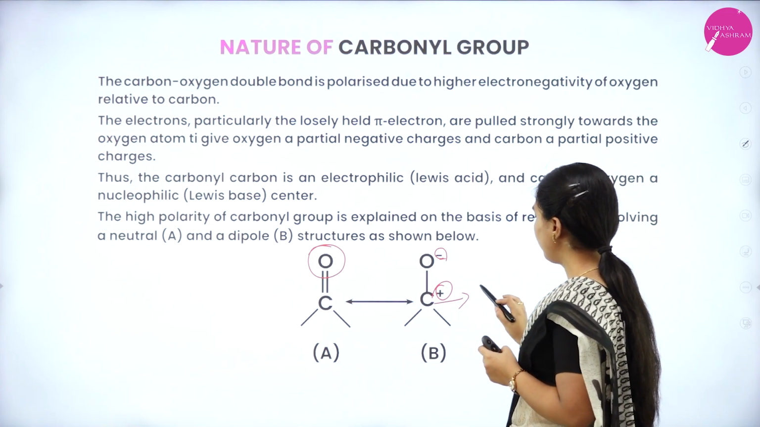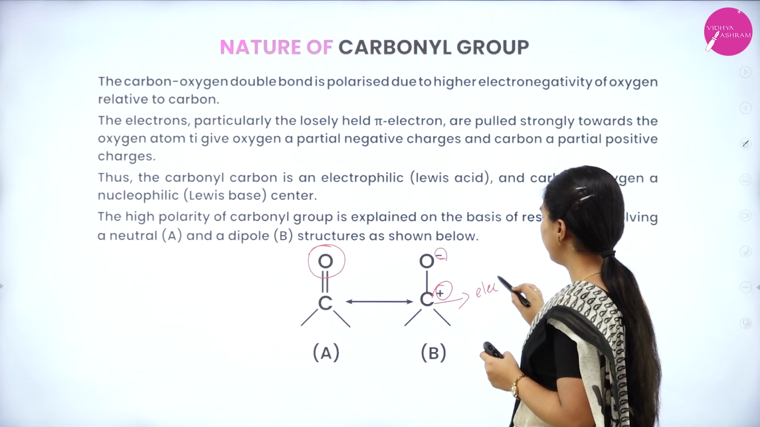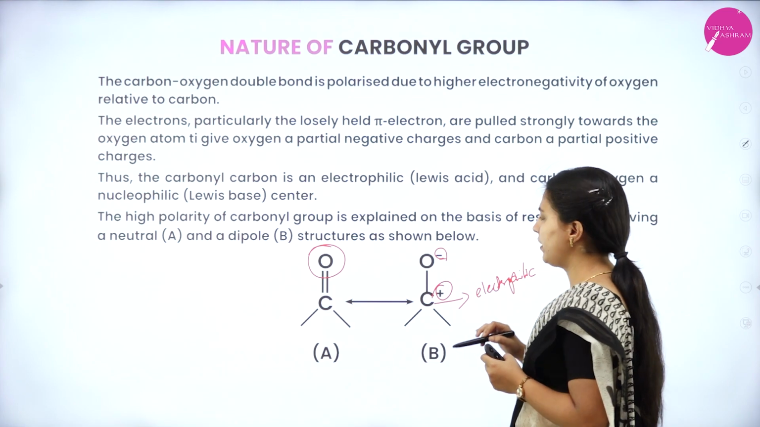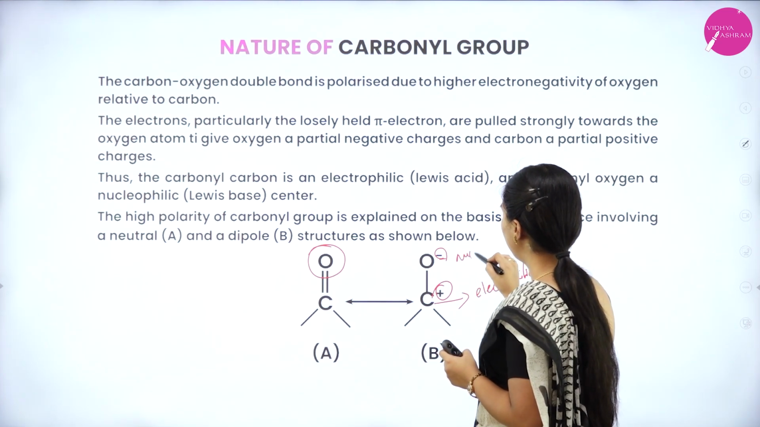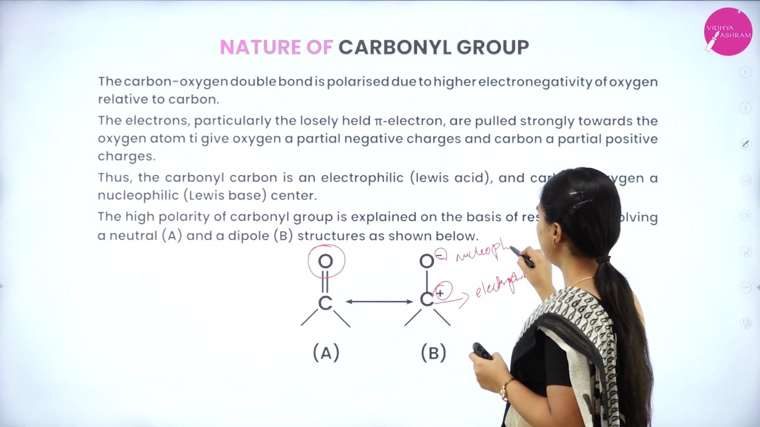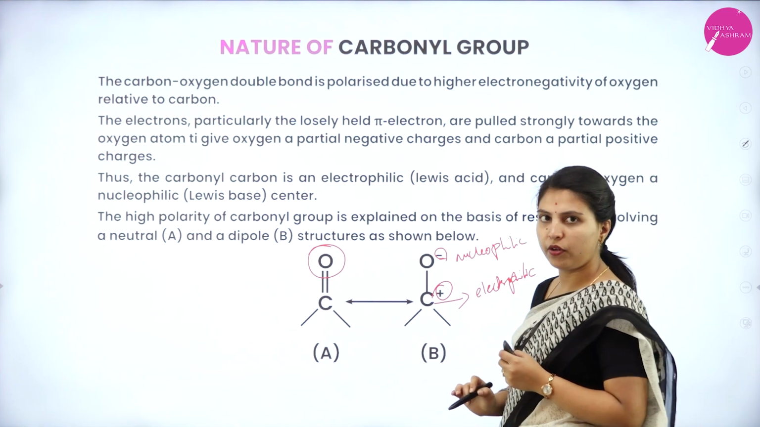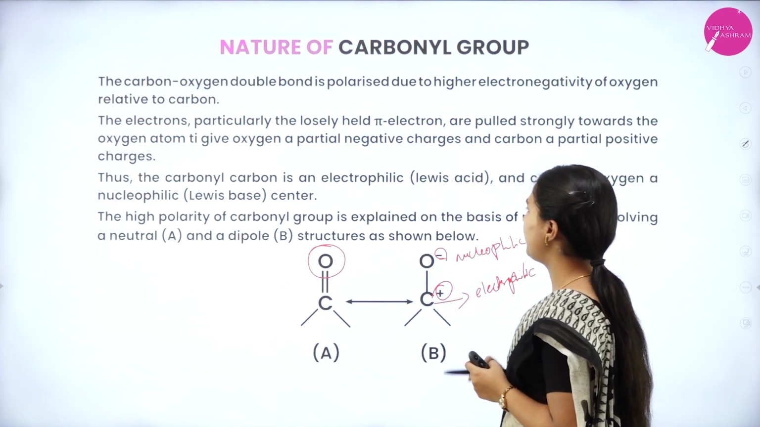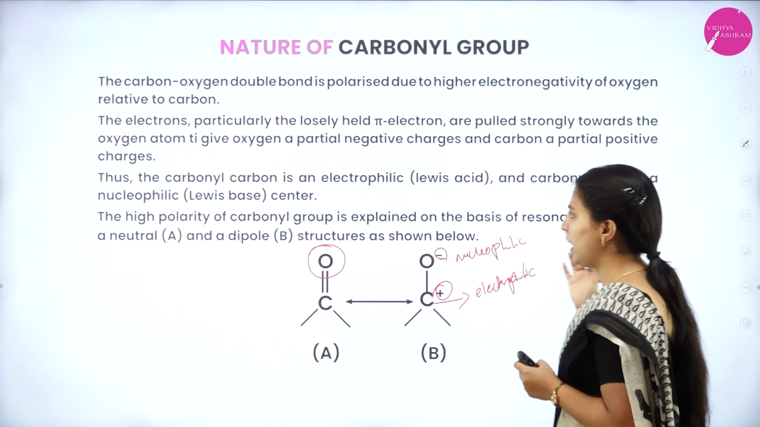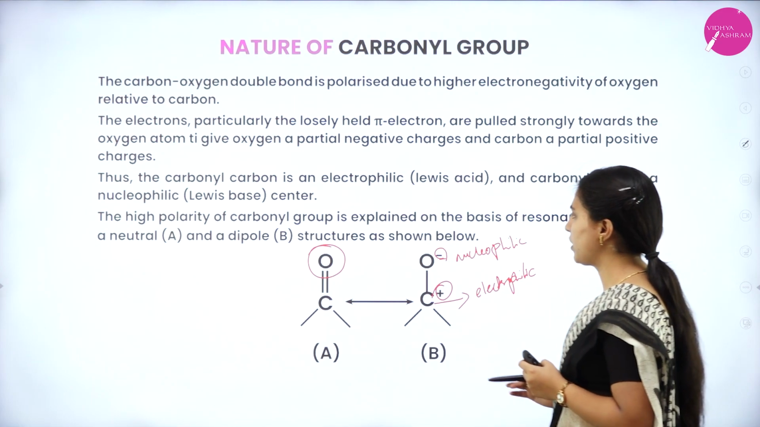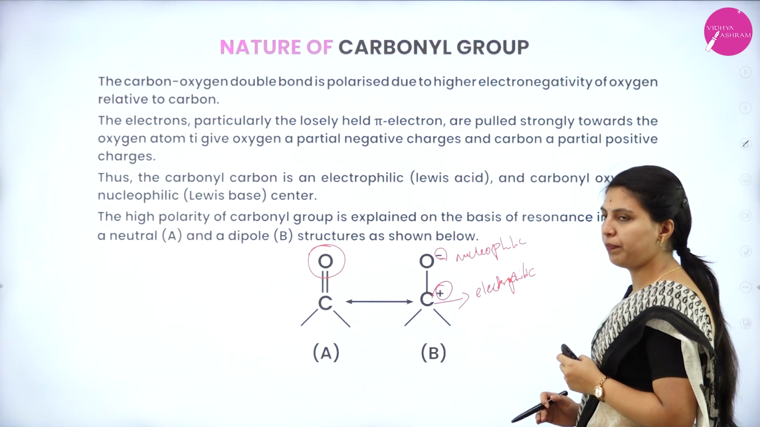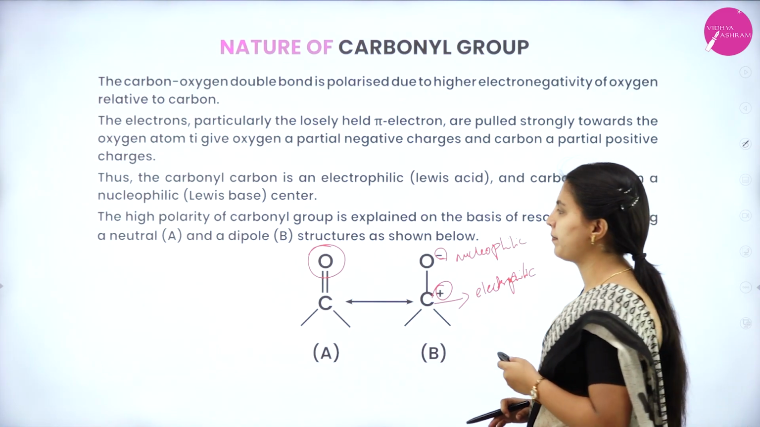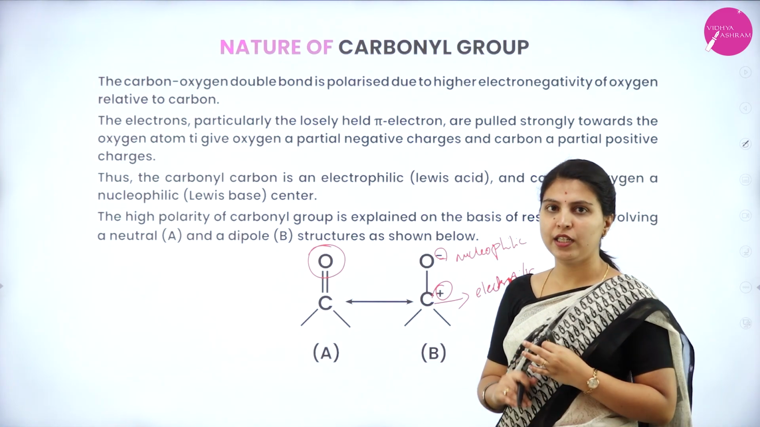That's why it will act as electrophilic, which again acts as a Lewis acid, and this will be nucleophilic in nature, okay, which is a Lewis base. The high polarity of the carbonyl group is explained on the basis of resonance involving a neutral and a dipole structure as shown below. Okay, this is the neutral and this is the dipole structure. This is about the nature of the carbonyl group.